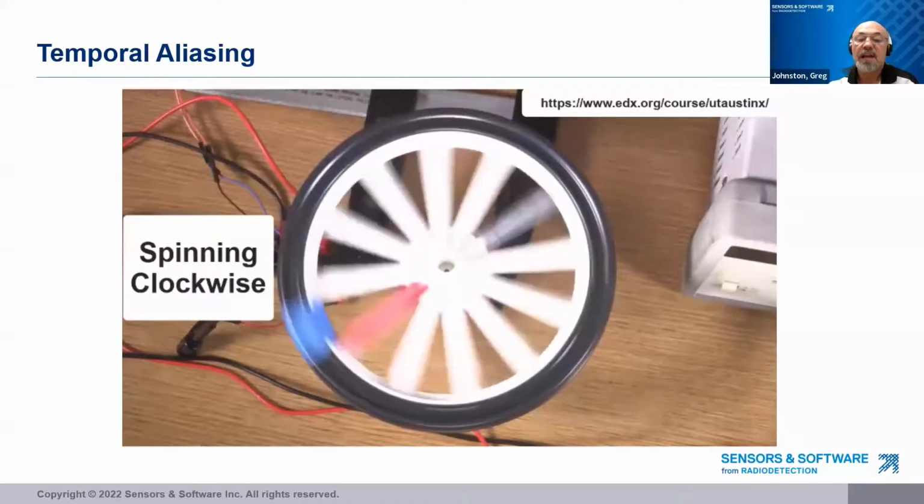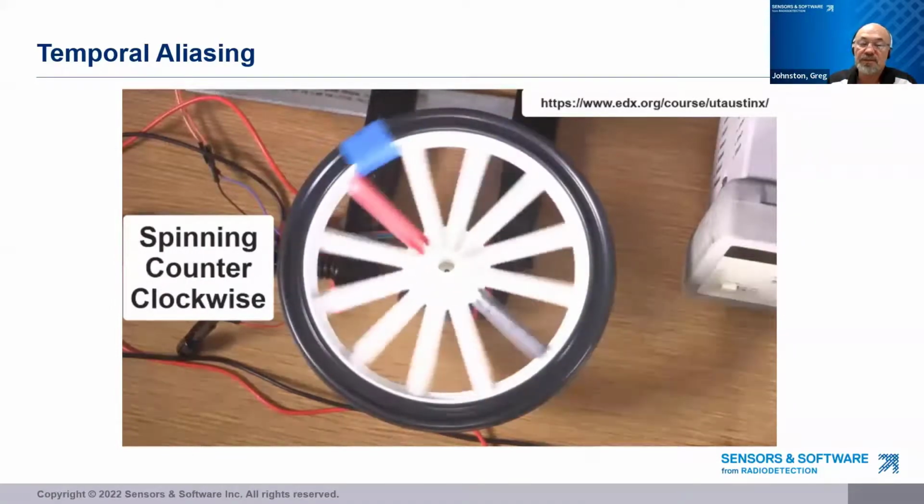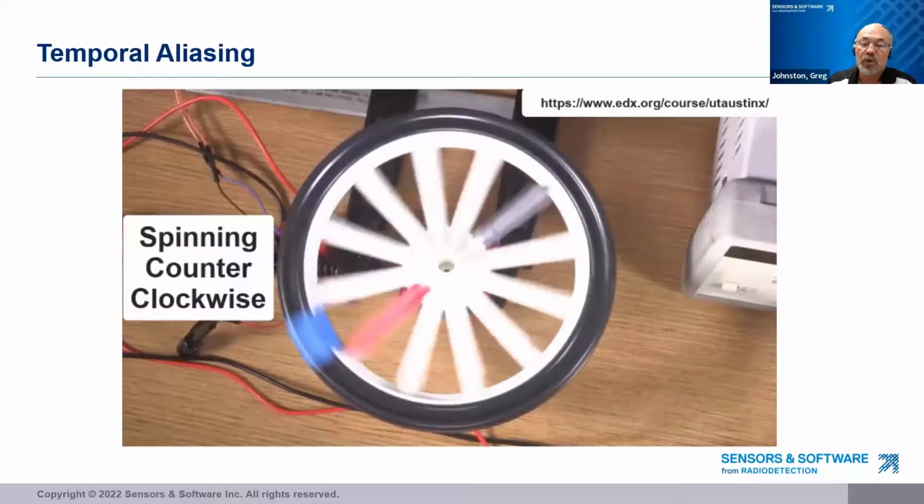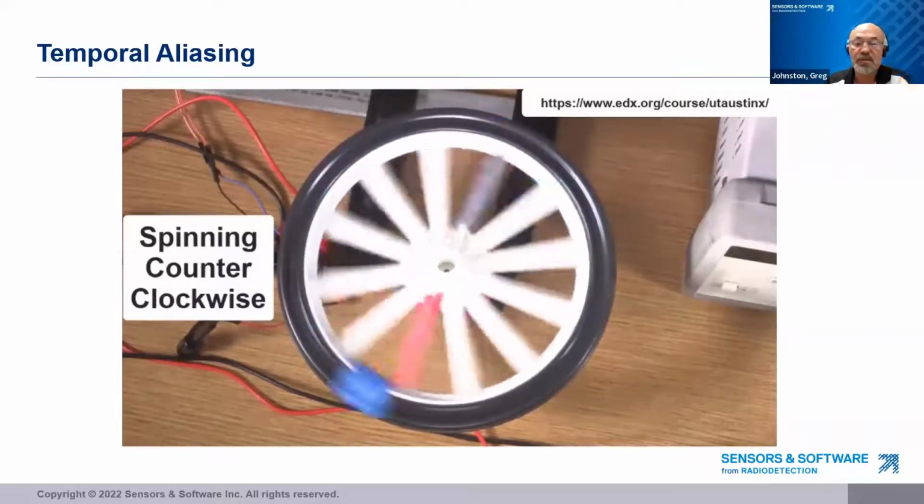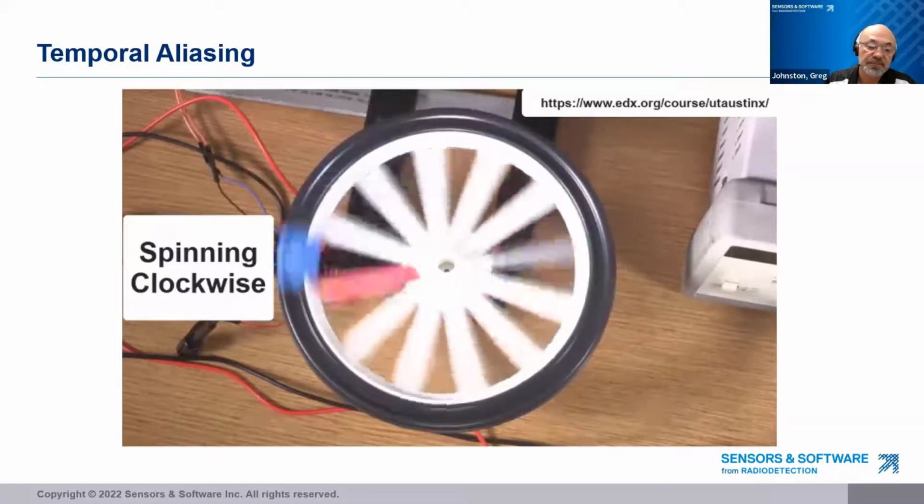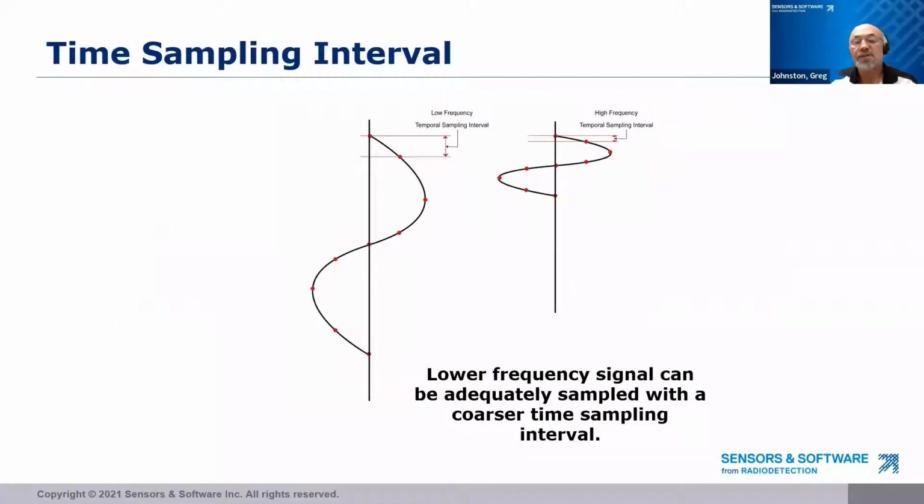With GPR, if the time sampling interval is not sufficient for the antenna frequency, your data will be aliased and is not a true representation of the GPR signal. So high frequency antennas that transmit short wavelengths, shown on the right, can have shorter time sampling interval compared to low frequency antennas that transmit longer wavelengths, shown on the left. Therefore, the signal from low frequency antennas can be successfully recorded with longer time sampling intervals.